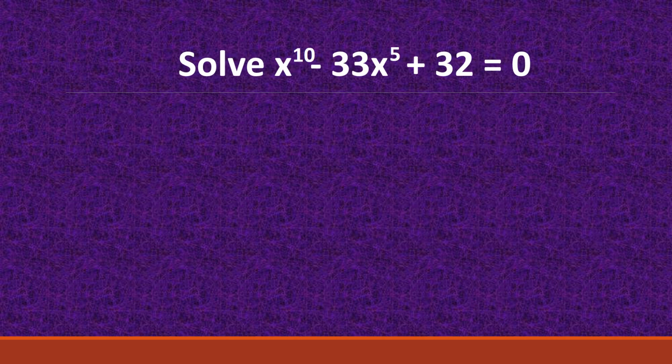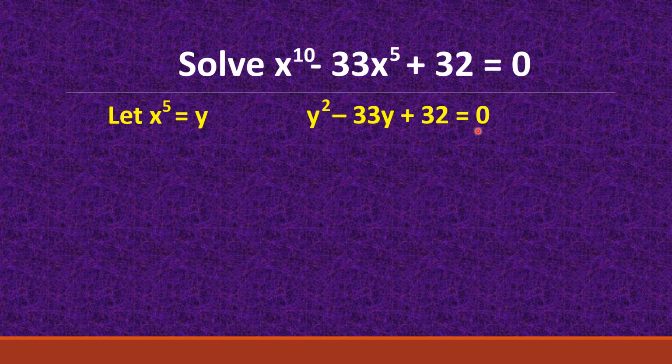And now let us try to solve another problem which is almost similar to the previous one. Here we are asked to solve x raised to 10 minus 33x raised to 5 plus 32 is equal to 0. Now this is not in quadratic equation form, so we have to convert it into quadratic equation form as we have done in the previous problem. Here it is x raised to 10. So in order to make it square, we have to put x raised to 5 is equal to y. Then the equation will be like y square minus 33y plus 32 is equal to 0.